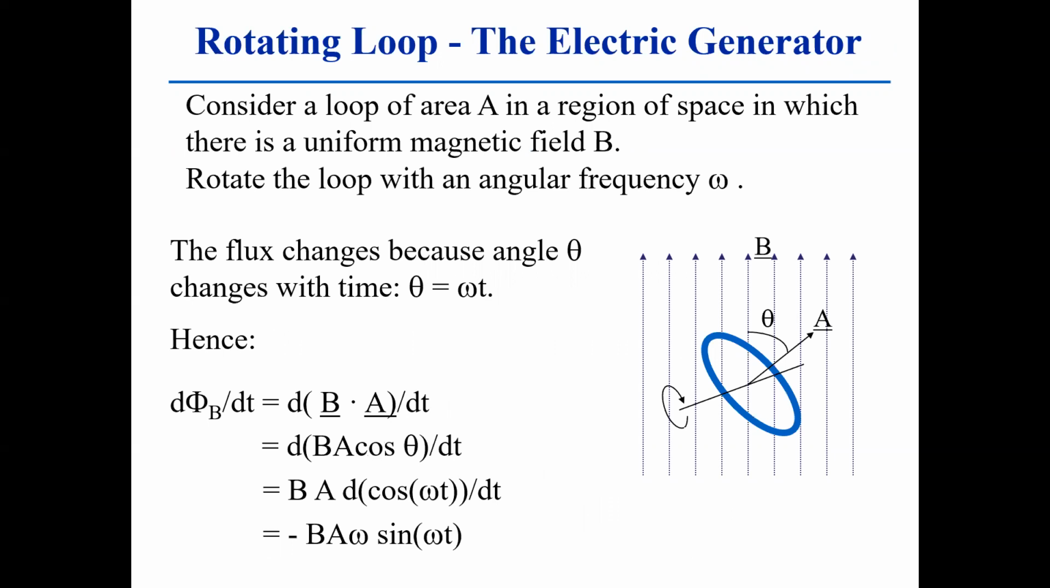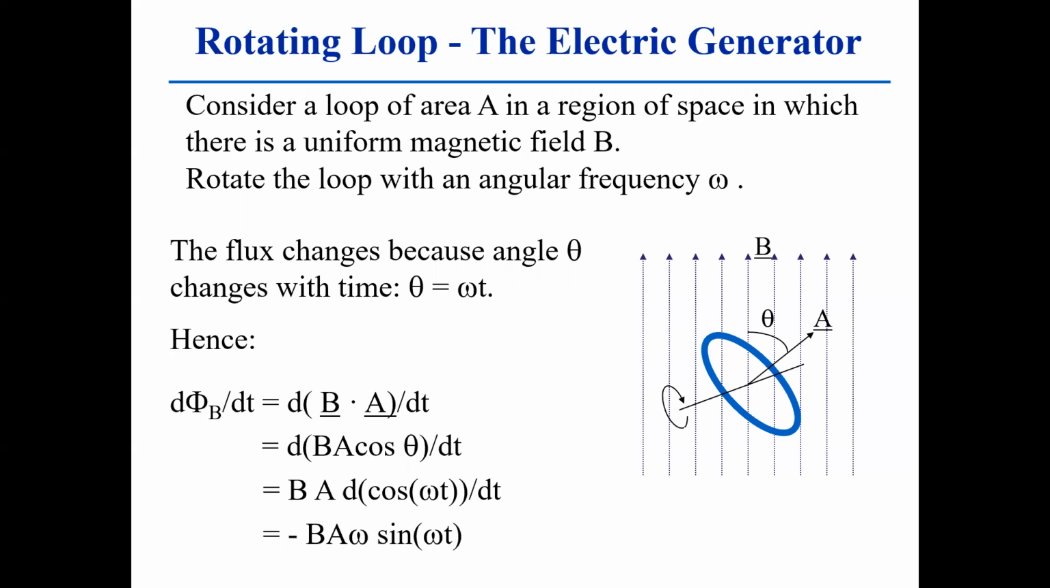The change of flux, which induces this current, is created with a rotating loop in the case of electric generators. If we consider a loop of area A in a region of space in which there is a uniform magnetic field B, and we continuously rotate it with angular frequency omega, the flux changes because of the angle theta, which changes with time as omega t.